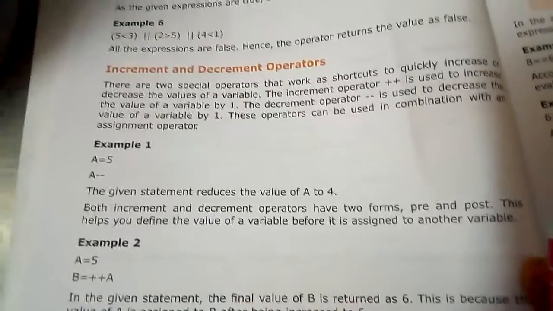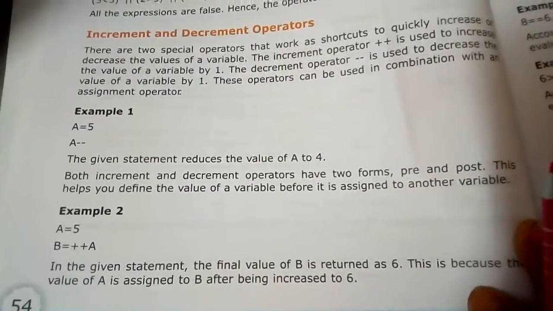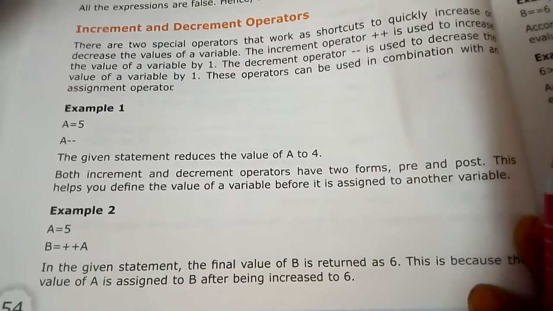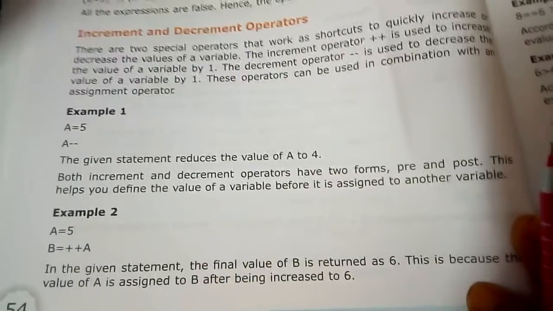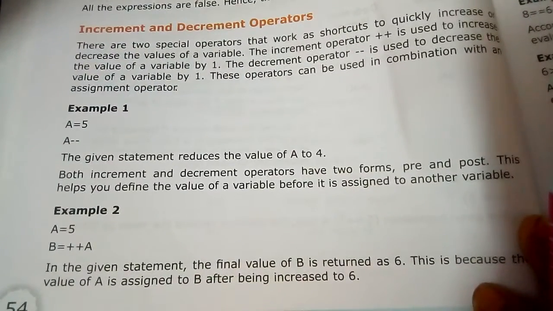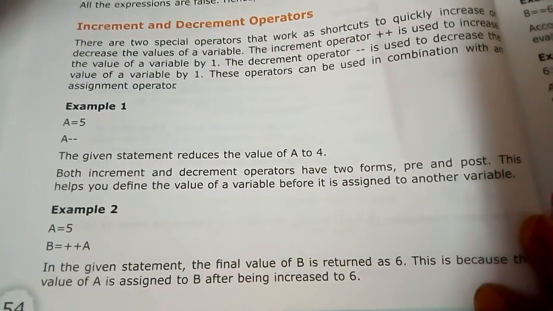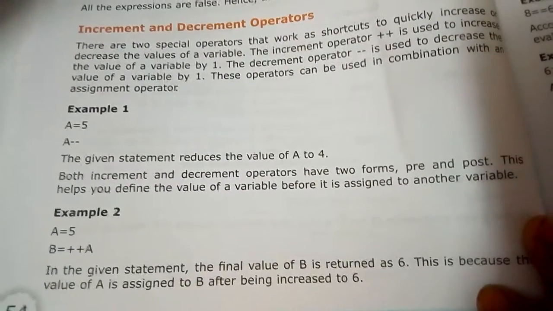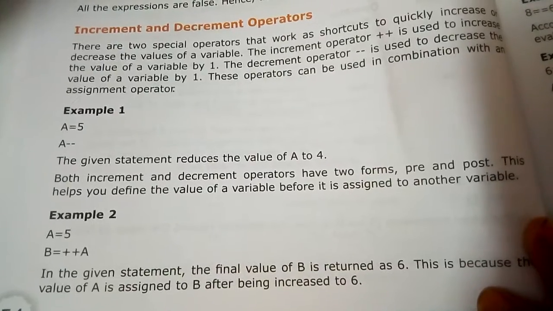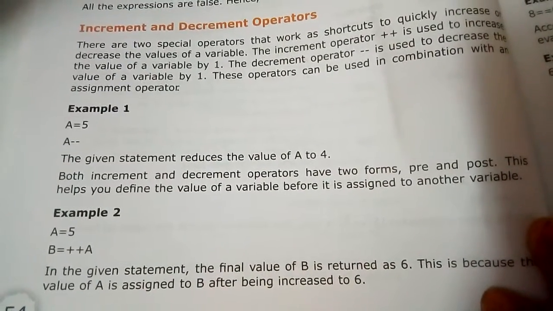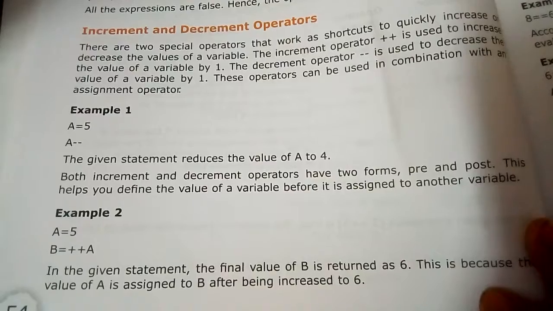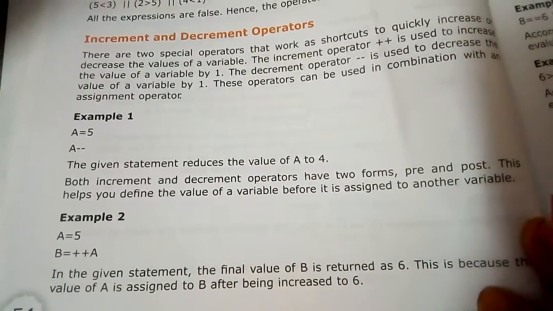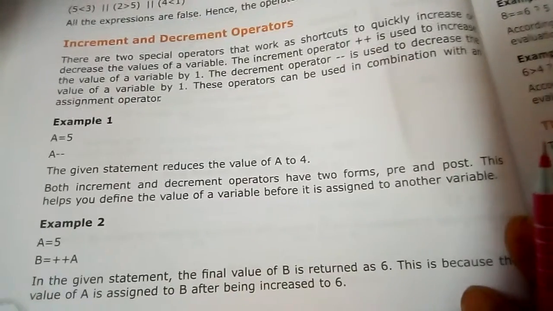Now you see the example here: a equal to 5, a minus minus. This one is the decrement operator. a minus minus means what? 5 minus 1. a equal to 5, a minus minus means a minus 1, so that means 5 minus 1, that is 4. If you write cout a, it will print the value 4. That is 5 minus 1.